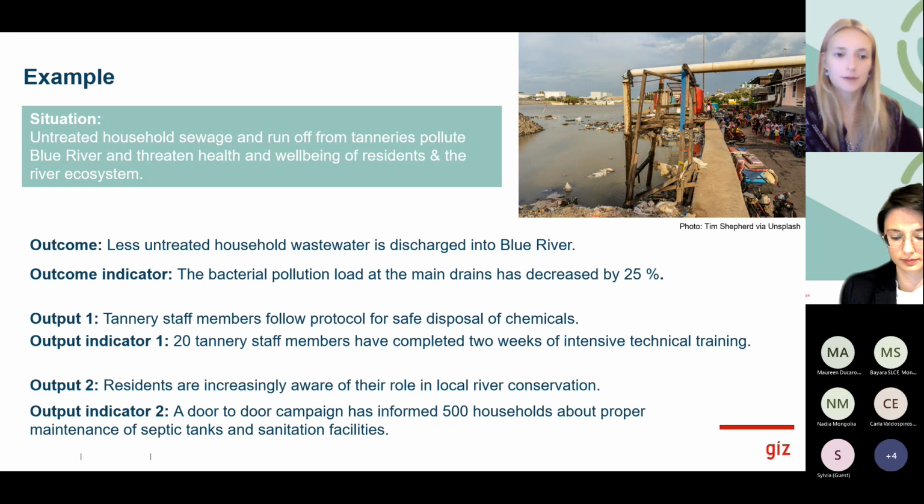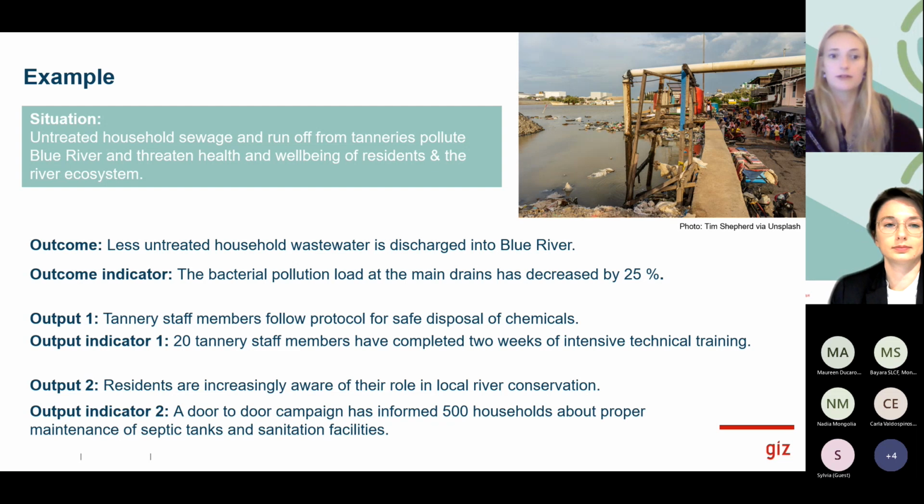Then as an output, we agreed that tannery staff members follow protocol for safe disposal of chemicals. How could we formulate an indicator? For example, 20 tannery staff members have completed 2 weeks of intensive technical training. And another output, we said we would suggest as residents are increasingly aware of their role in local river conservation. And here an example indicator could be, for example, a door-to-door campaign has informed 500 households about proper maintenance of septic tanks and sanitation facilities.